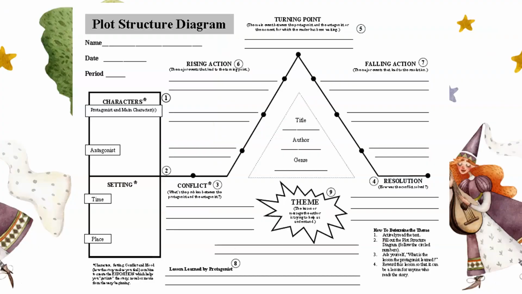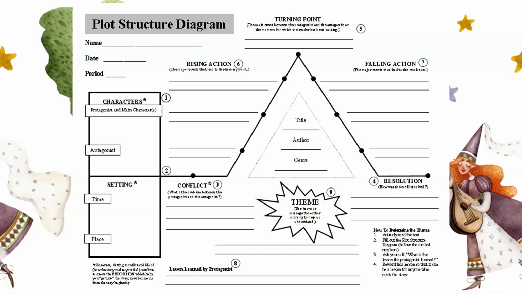Here's a plot structure diagram that I'm including just to show you how key these things are. You've got your characters, the setting, the time, and the place. These are important things. We need to know where we are. We should know with our senses, what does it smell like? What does it look like? What does it feel like? What does it sound like? All of these things.